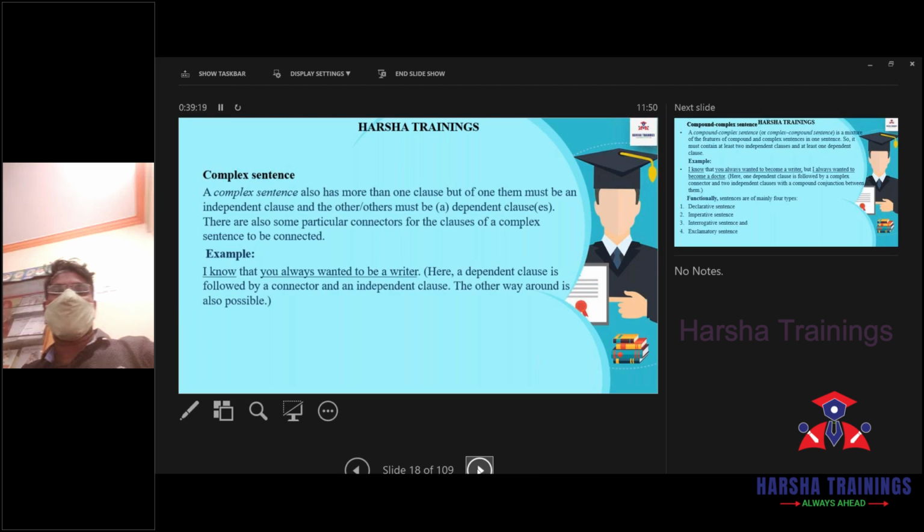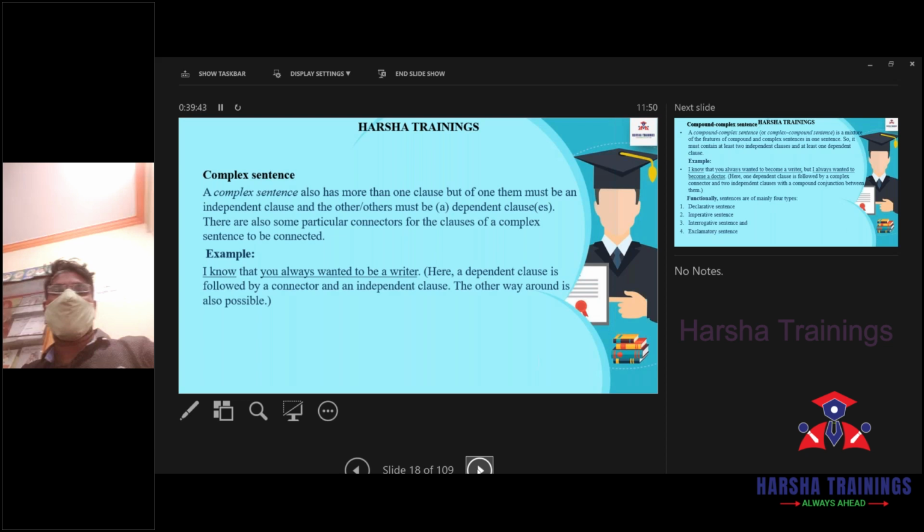See, if we go to the previous example, the first example is I wanted to become a writer. That is simple. Nothing is dependent on anything. Now coming to compound, I said he wanted to become a writer and she wanted to become a doctor. Both are independent, right? They are not dependent on each other. We have two, but both are independent of each other.